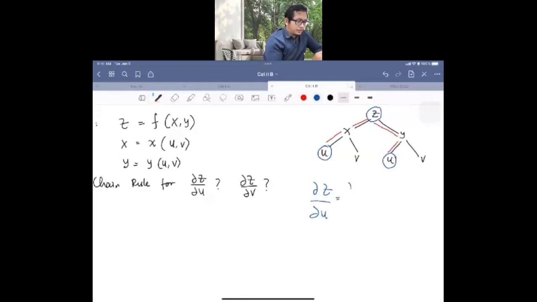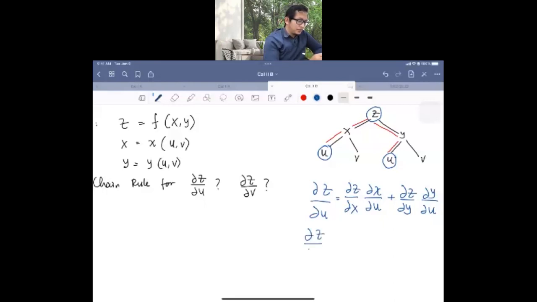So we have dou z dou x, because all have branches, so we are using Leibniz notation, and dou x dou u. And then plus dou z dou y and dou y dou u. I hope this tree diagram can help you decide what the form of the partial derivatives is.